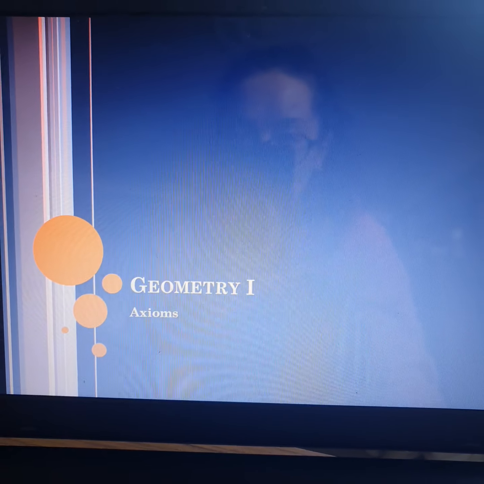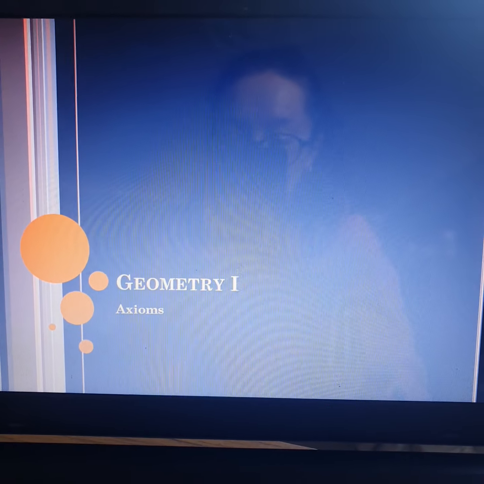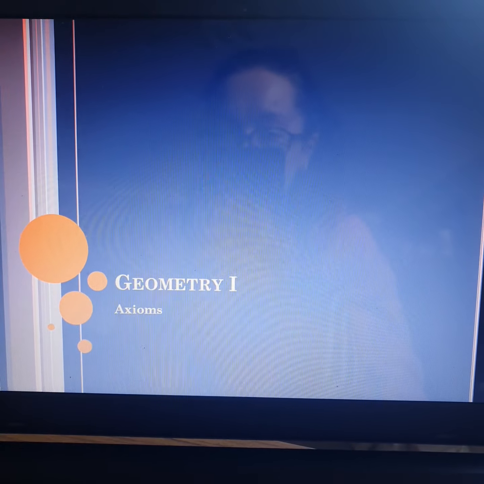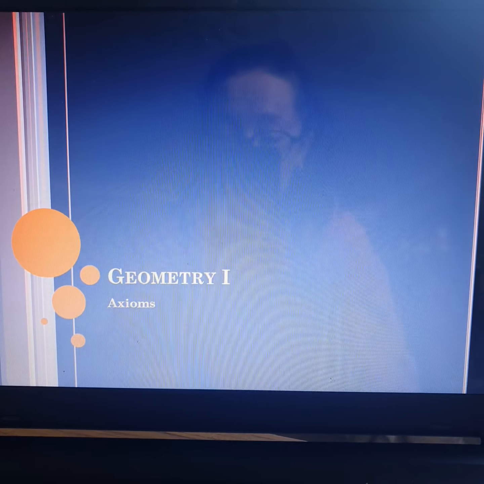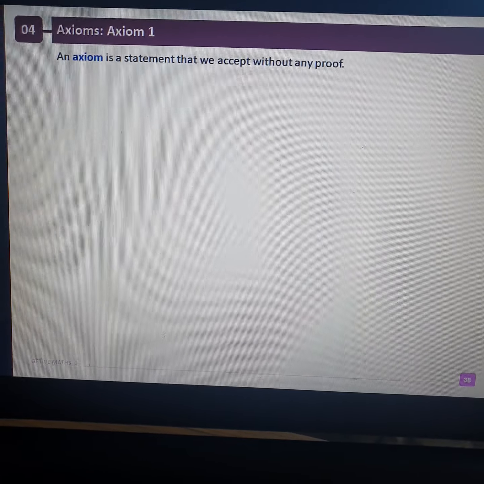The next thing that I'm going to introduce to you is axioms. So there are 4 axioms that you have to know in first year. And what is an axiom? This is something that you definitely wouldn't have come across before. So the first thing I want you to take down is the definition of an axiom.